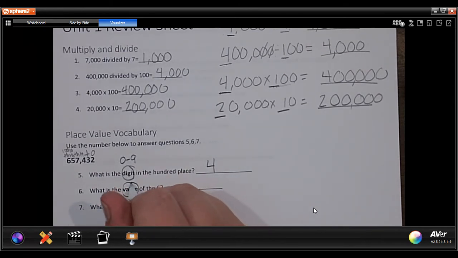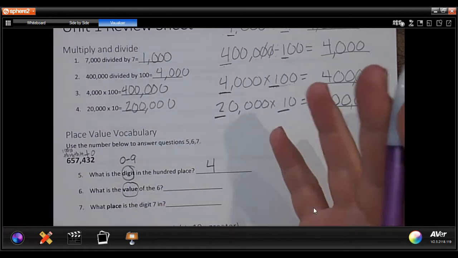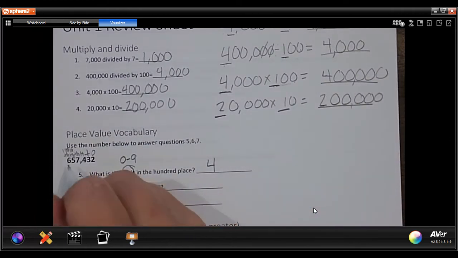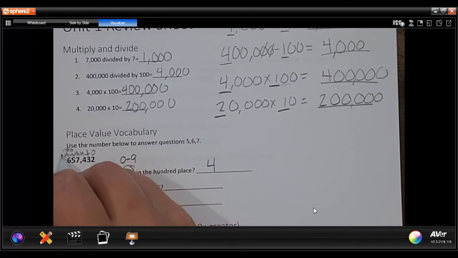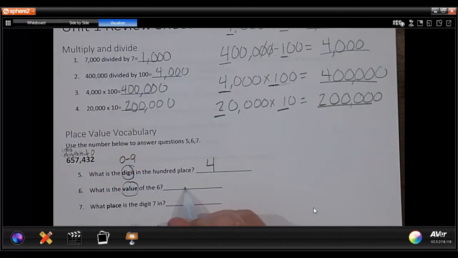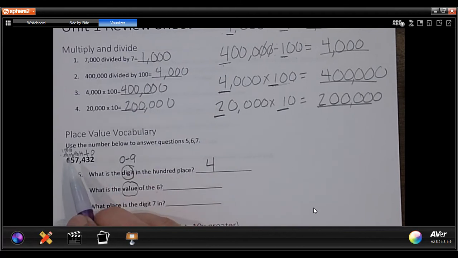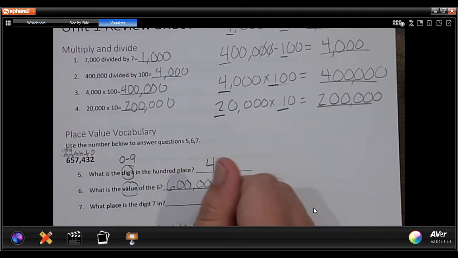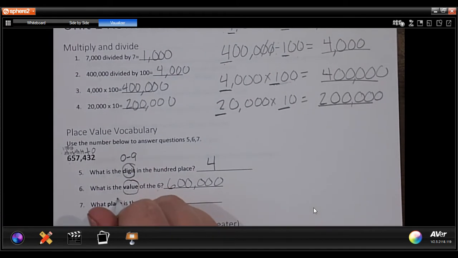Next, I'm looking for the value. Remember, the value of that number is how much it's worth. So, for example, the value of the 6. So I'm going to come up here. The 6 is in the 100,000s place. I'm not going to write 6 because that would be a digit. I'm not going to write 100,000s because that is its place. I'm going to do 6 times 100,000, which is 600,000.